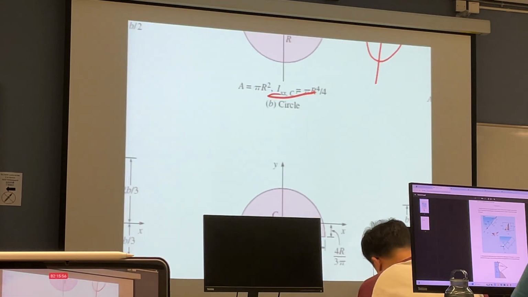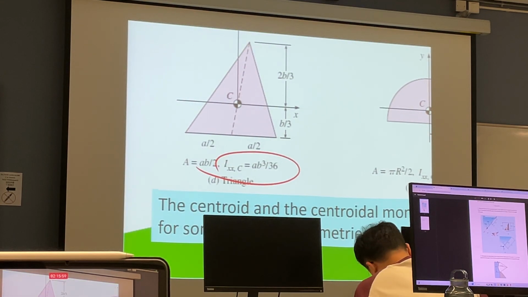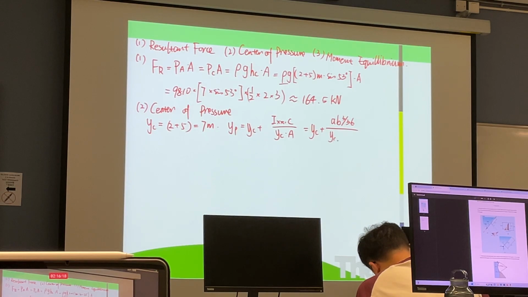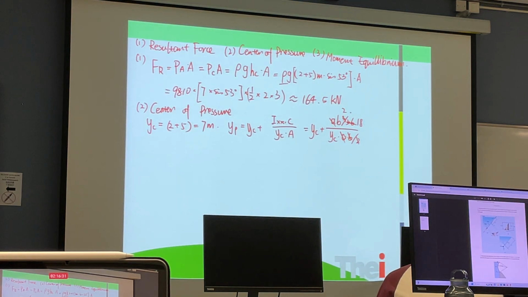AB cubed over 36. A is the bottom width of the triangle. B is the total height. Or we can try to use it to simplify the calculation. IXXC is AB cubed over 36. YC times the area of the triangle is A times B over 2. Canceling this becomes 2, and this becomes 18. So it's B power 2 over 18.